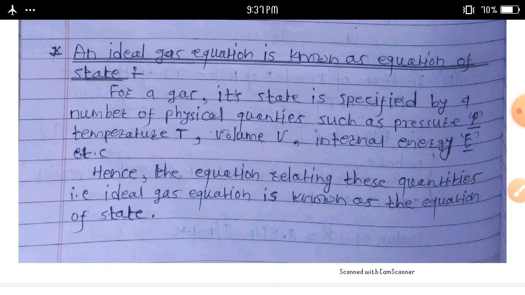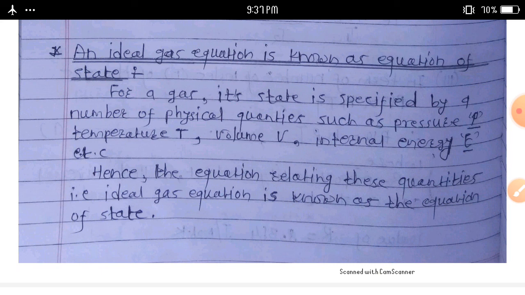Some question asked on this topic: using gas laws, prove PV = N k suffix B T, also state the significance of each term.